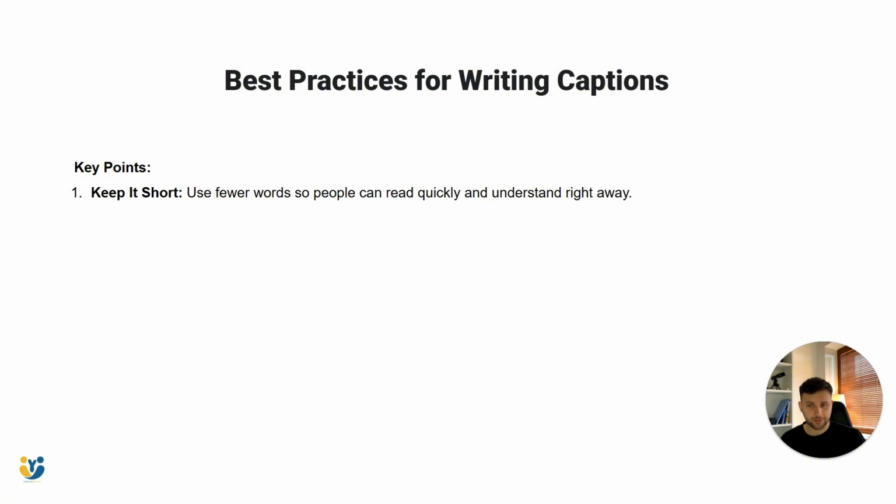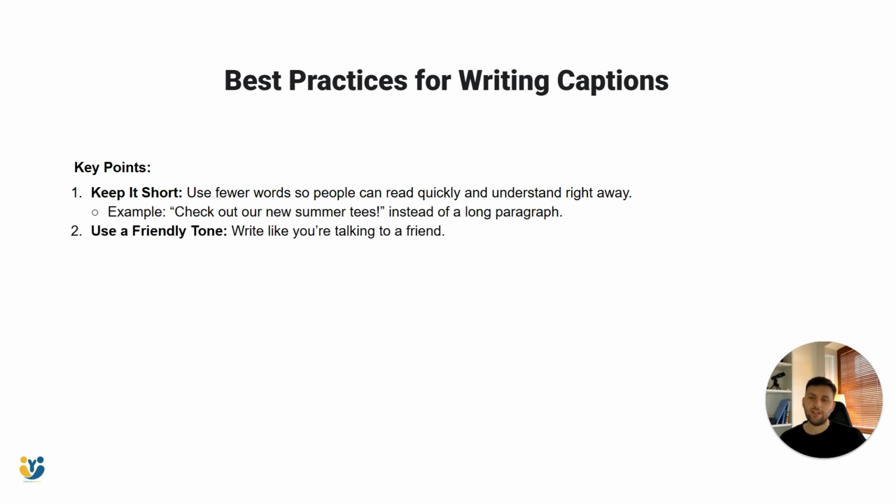So, for captions, first of all, you need to keep it short. You have to use fewer words so people can read quickly and understand right away. Use a friendly tone. That's very important. Don't write like a robot. People will engage with what feels human. Unfortunately, the majority of companies speak like robots. So the fine line between being professional and talking conversationally is simply to have your grammar in check, have your grammar perfect, but talk like you're talking to a friend, right?